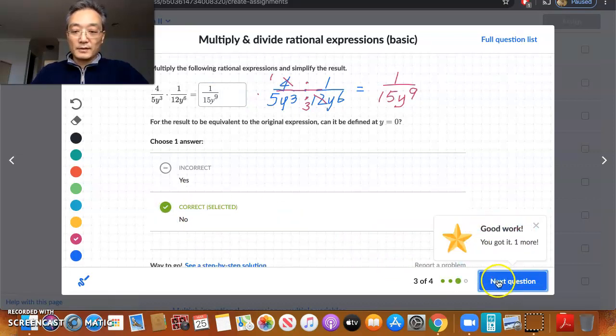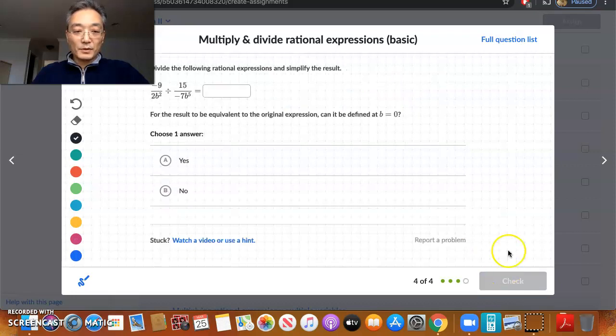Okay, folks. And then finally, last problem. This is again a division, so we're going to use keep change flip and change it into a multiplication. Negative 9 over 2b squared times negative 7b to the 5th over 15. Okay, here we go. Again, they're all monomials. There's nothing to factor. We're going to treat it as one big rational expression since it's already a multiplication now.